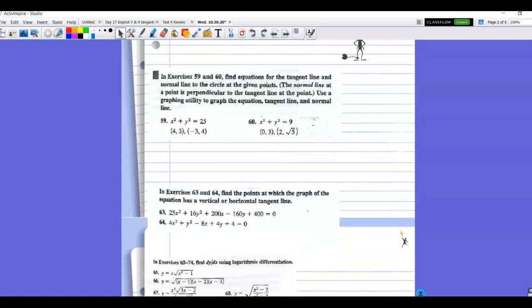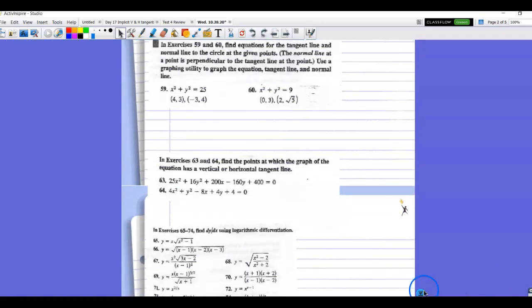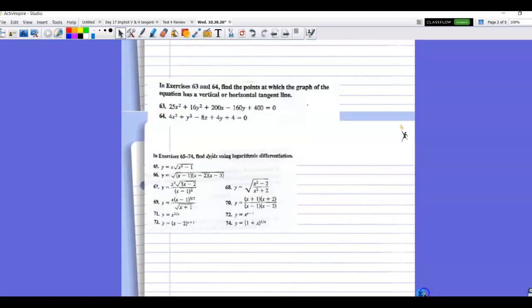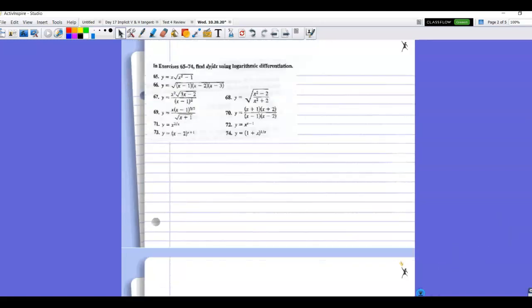I'm going to get rid of this graph because I don't think we're going to need that anymore. 65 and 67, some good old logarithmic differentiation. Let me create a little more space here. Number 65, I'll do this one over here on the left-hand side. Let me copy that problem and just start it from scratch.